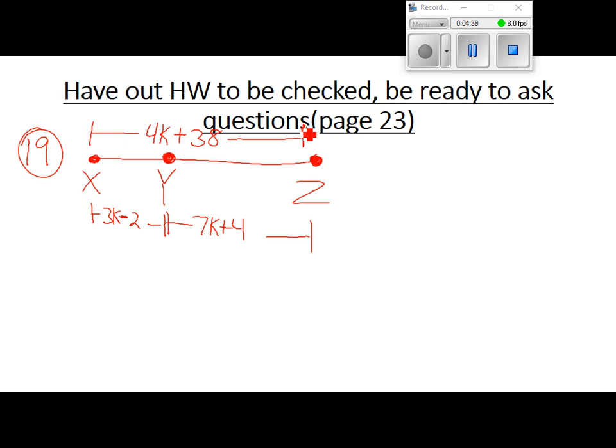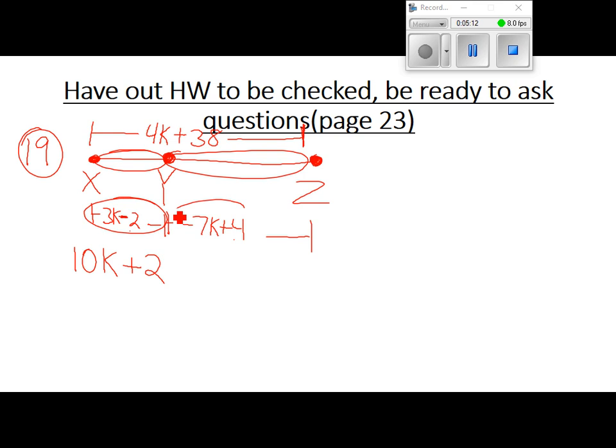Second thing, set up your equation. You set up the equation correctly, you get another point. What are you going to do with these two segments? Add them together, put them together. Could you do the like terms as you're doing this? Would you guys rather do it that way? Yes. Make it a little shorter? So we'll do it that way. You got 3K and 7K. What's that give us? 10K. You got a negative 2 and a positive 4. What's that give you? 2.